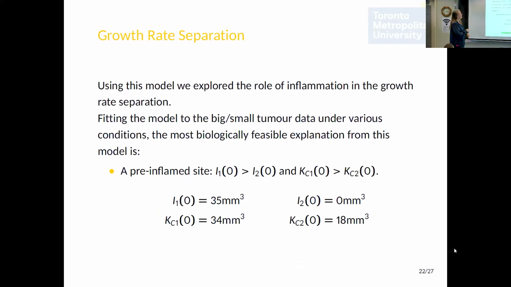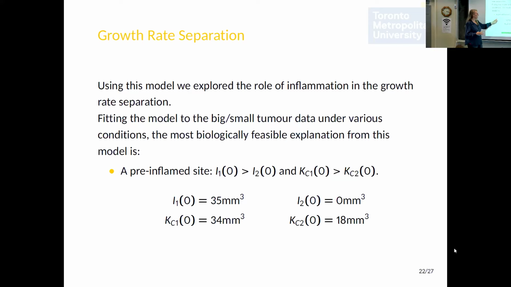And so we did a bunch of different explorations to explain why we would have one tumor growing big and one tumor growing small. And in my opinion, the most biologically feasible explanation was the simplest, which is that we just had a pre-inflamed site. You know, there are multiple mice per cage and they kind of are rough, right? So it's possible that one side maybe had a bruise.